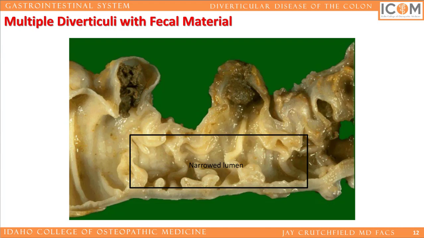Here's an example of a narrow segment of colon, a potential stricture, and diverticuli filled with feces. It's difficult to ascertain the hypertrophy of the muscular wall contributing to this narrowing, but microscopically the hypertrophy is there.